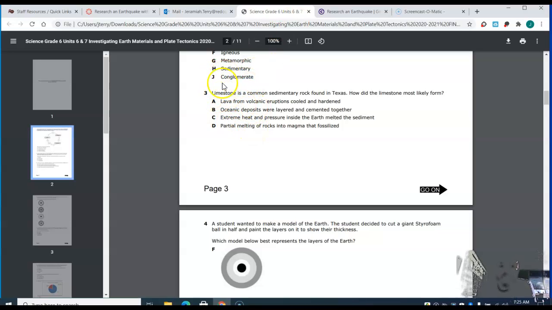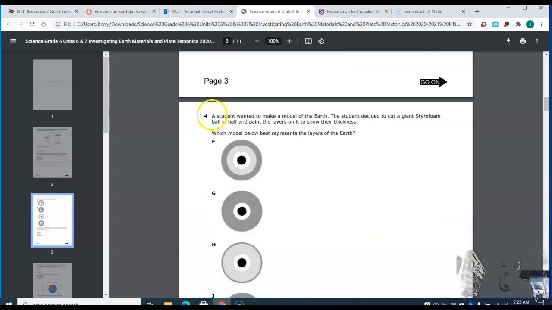Hint, hint. Okay. Number 3, limestone is a common sedimentary rock found in Texas. How did limestone most likely form? Is it A, from lava from volcanic eruptions that cooled and hardened? Is it B, from oceanic deposits that were layered and cemented together? Is it C, extreme heat and pressure from inside the earth melted the sediment? Or is it D, partial melting of rocks into magma that fossilized?